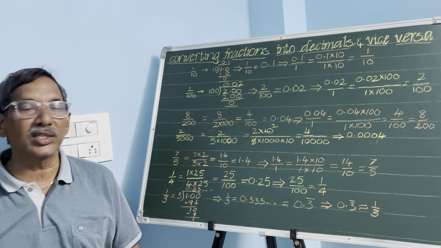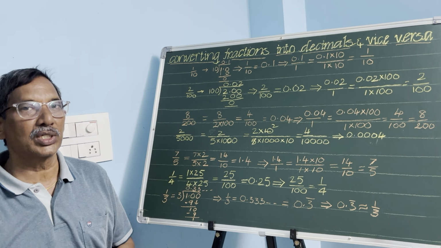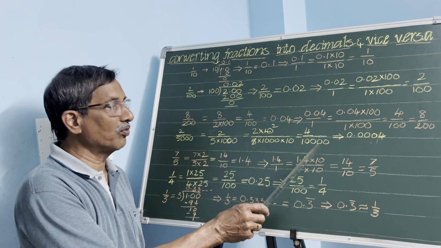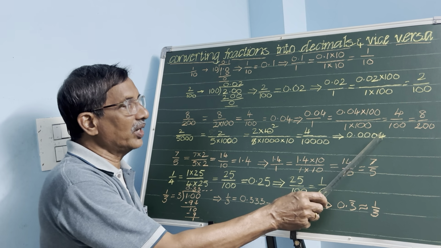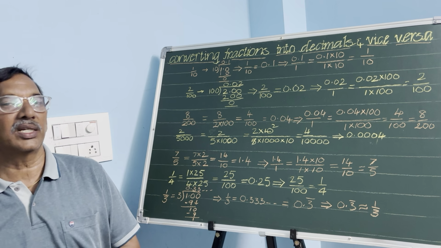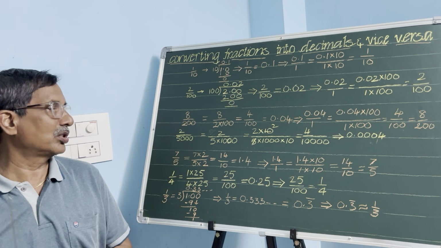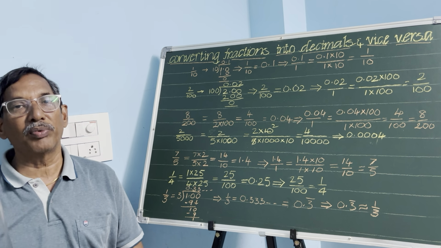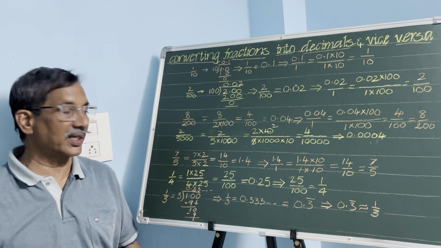So 4 by 10,000 we know is equal to 0.0004. Since there are 4 zeros in the denominator after 1, there should be 4 decimal places. So we have 4 here, and we have to write 3 zeros to get the decimal fraction. So 4 by 10,000 is the same as 0.0004. So 2 by 5000 is the same as 0.0004.